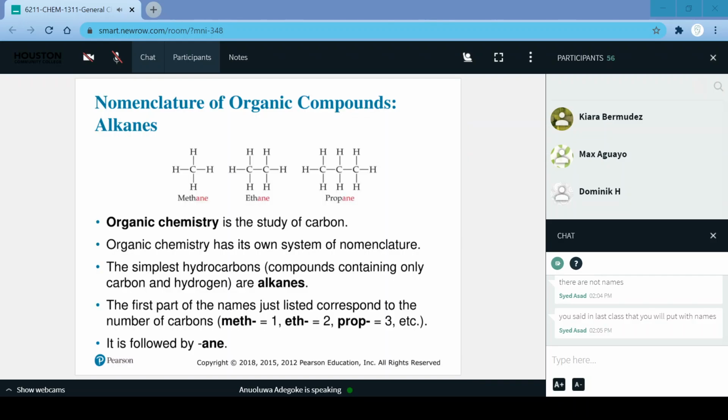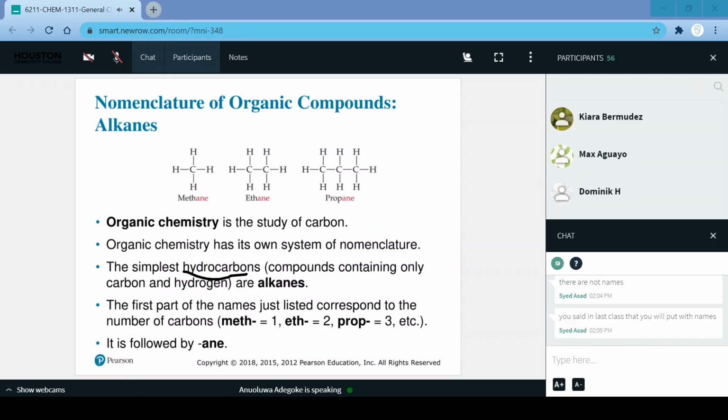So lastly, in this chapter, the names that you also need to remember are the nomenclature of organic compounds. For the purpose of this class, we're only looking at the introduction to organic chemistry, which is the study of carbon. The first thing that we learn in this chapter is the study of hydrocarbons. The simplest hydrocarbons are the alkanes, and the reason they are called hydrocarbons is mainly because they have C and H in their molecule.